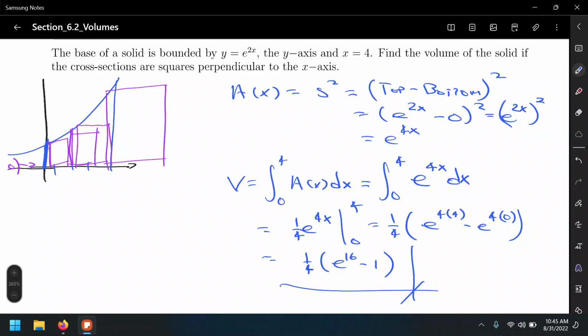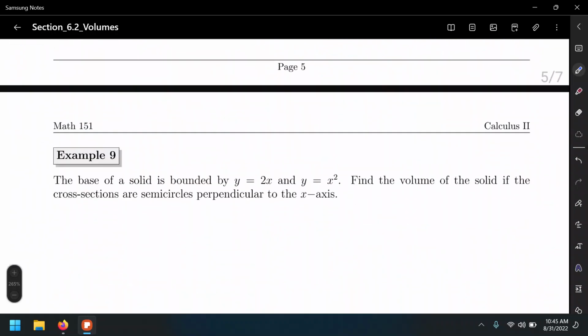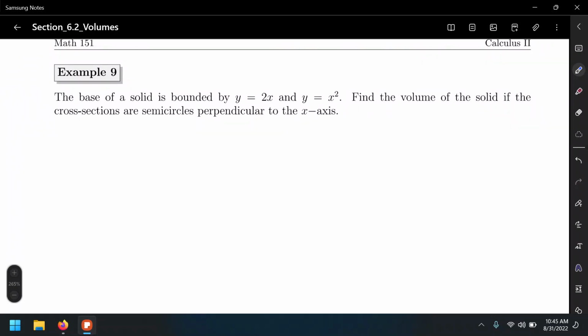Sure, we have some time to do one more example. Maybe at least set it up. So what do we have? The base of a solid bounded by y equals 2x and y equals x squared. Well, I'd rather use the same region over and over. That way we don't have to spend too much time finding points of intersection. So that's 2x and x squared, and the points of intersection are (0, 0) and (2, 4).